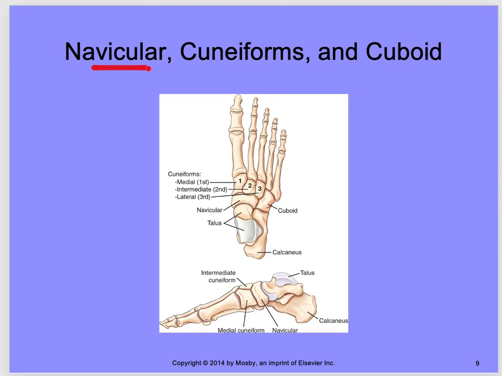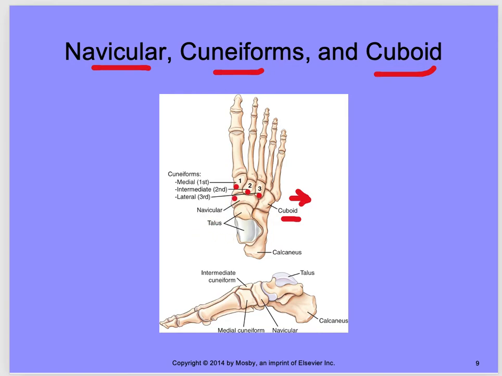Navicular, cuneiforms, and the cuboid, we've already talked about them. So cuneiforms, like I said, you've got your middle, you've got your intermediate, and you've got your lateral. And your lateral cuneiform sits next to your cuboid, because your cuboid is on your lateral side as well.